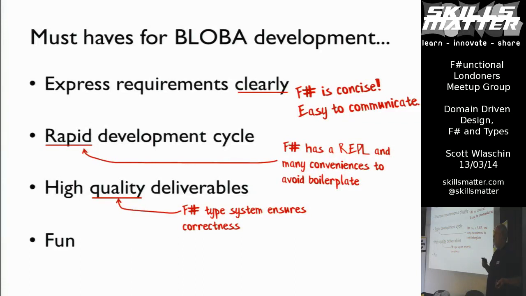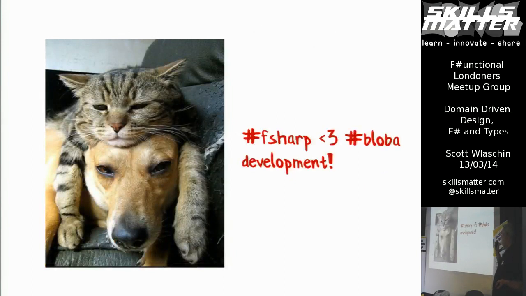Very important thing, if you're going to be working on boring stuff all day long, you should be having some fun as well. So I put fun as the fourth requirement for blobber development. Okay, and F# is a fun language. I mean, I don't think anyone really claims that C# or Java are fun languages. You know, they're competent, they're useful, but they're not fun. F# is a lot of fun. Luckily, fun is a keyword in F#. So how good is that? And I think I stole that one from Phil. So, okay, so F# hearts blobber development.